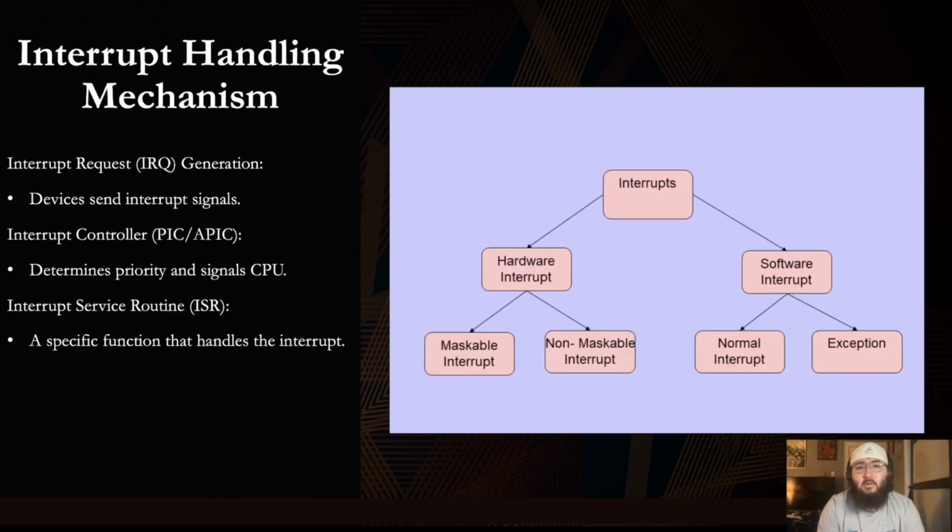When an interrupt occurs, the CPU follows a step-by-step process. Interrupt request generation, in which a device sends a signal to the CPU. The interrupt controller manages priority and sends it to the CPU. And the interrupt service routine, a special function that executes the required task.